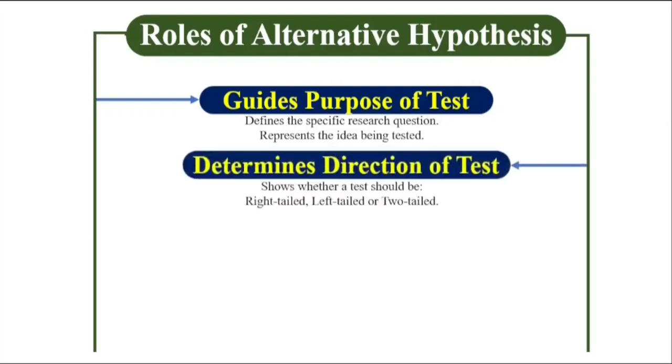2. It determines the direction of the test. That is, the alternative hypothesis influences whether a statistical test is one-tailed or two-tailed. For example, the alternative hypothesis is right-tailed if the population mean is greater than the hypothesized value, or is left-tailed if the population mean is less than the hypothesized value, and it is two-tailed if the population mean is not equal to the hypothesized value.